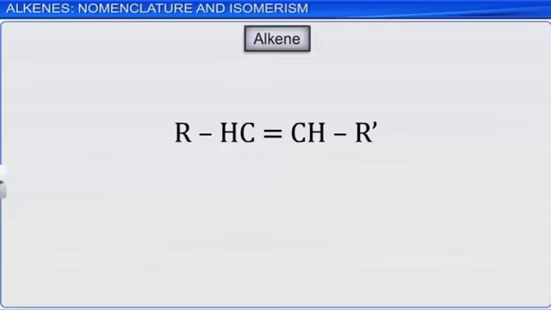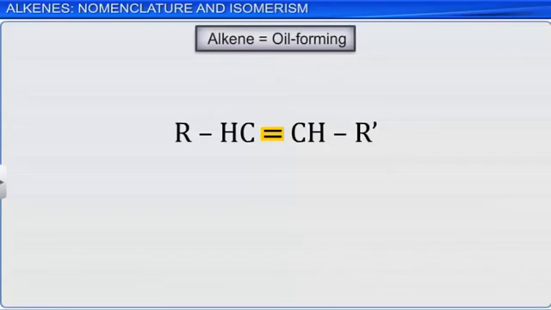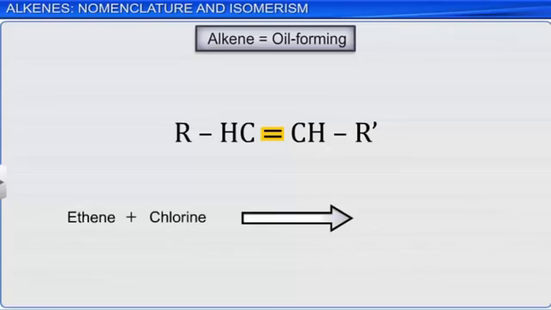An unsaturated hydrocarbon with a double bond in between the carbon atoms is called an alkene. Alkenes are also called olefins, which means oil forming, as its first member, ethene, on reacting with chlorine, forms an oily substance.